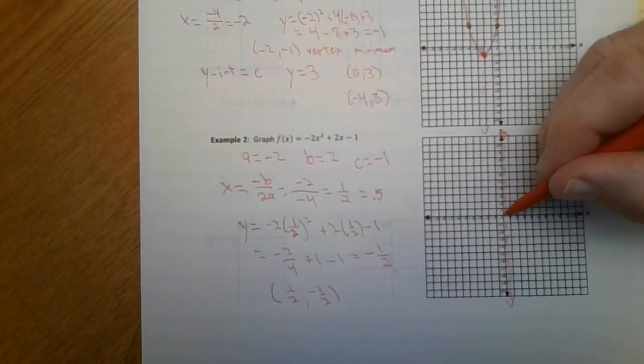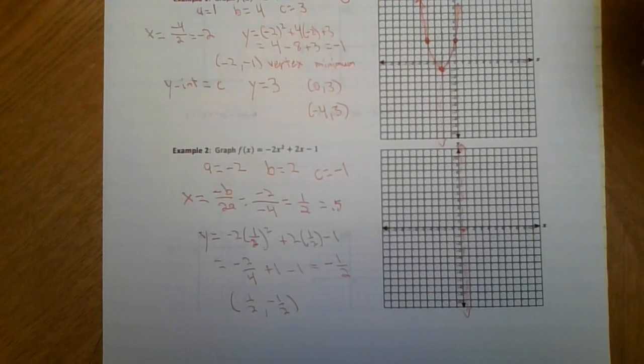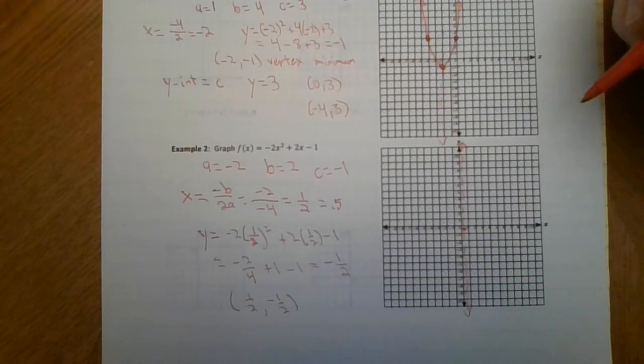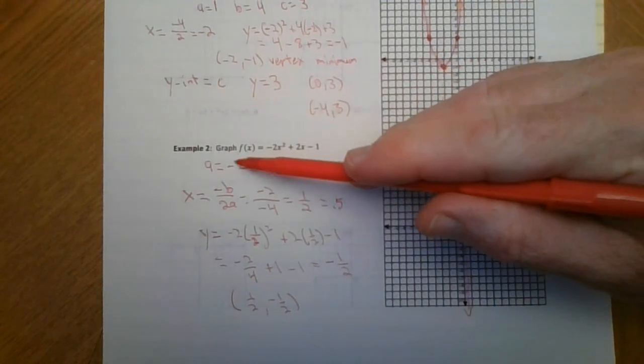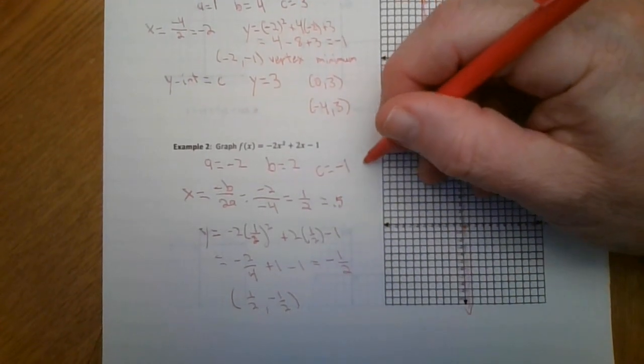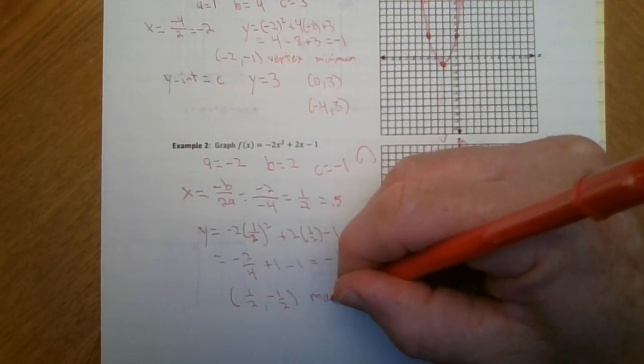So I can do my vertex as the x value is 1/2, the y value is minus a half. So if I go over a half and down a half, my vertex is going to be kind of in the middle there, a little bit trickier to get. I also want to know if that's a minimum or maximum. Because my a value is negative, that tells me this is one of the parabolas that goes upside down. So that's going to be a max.